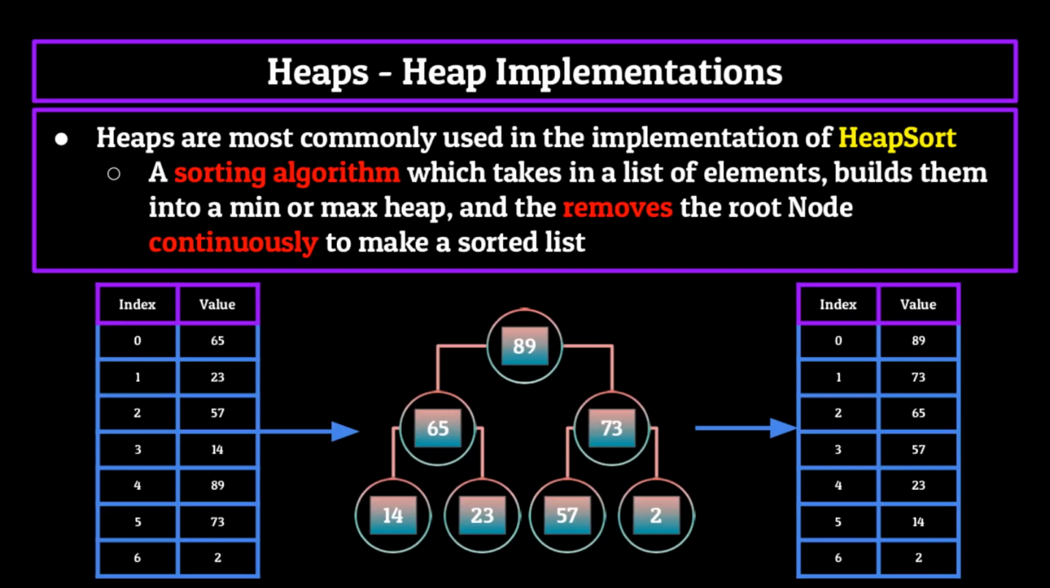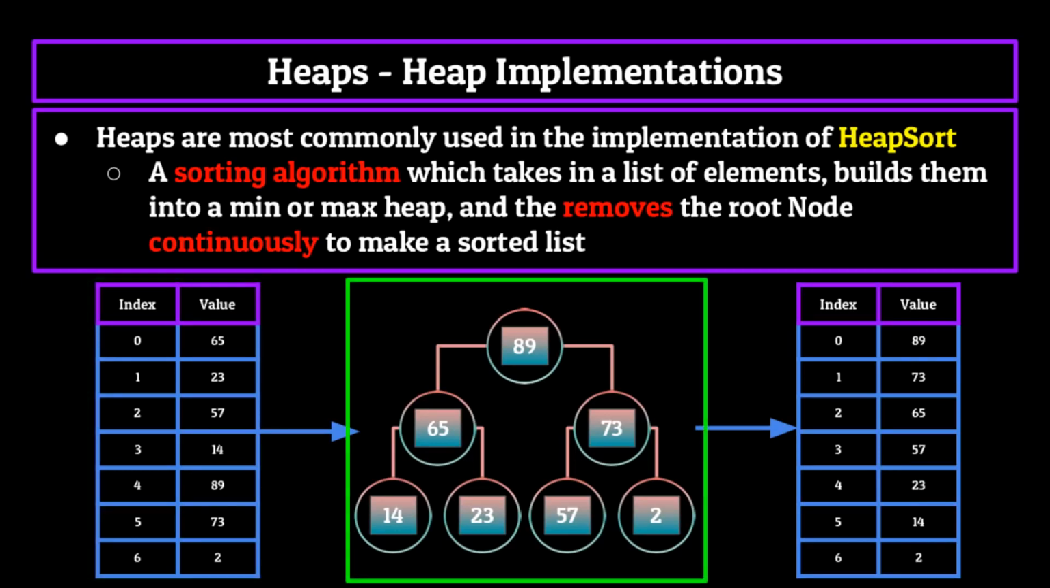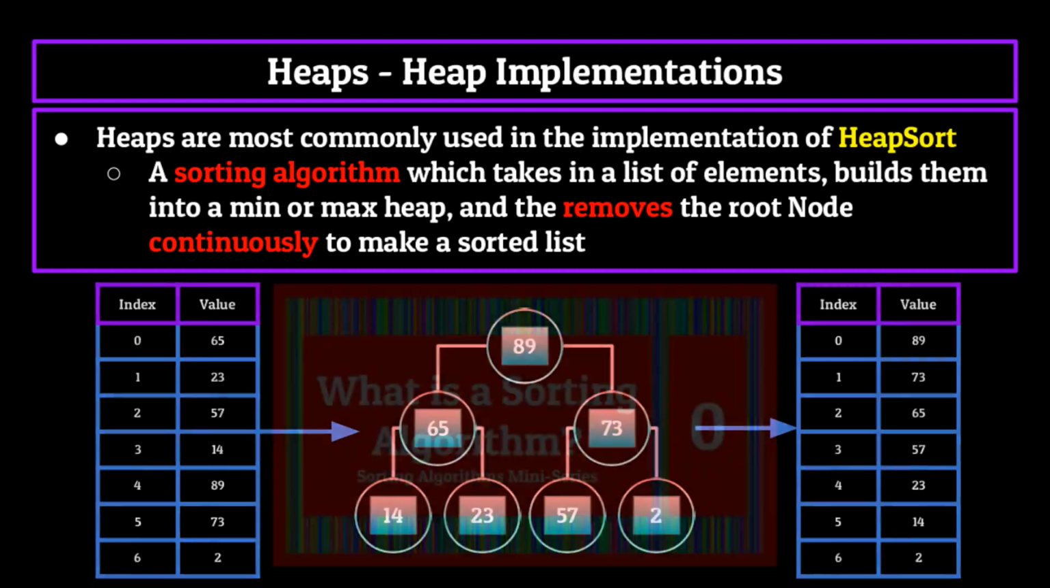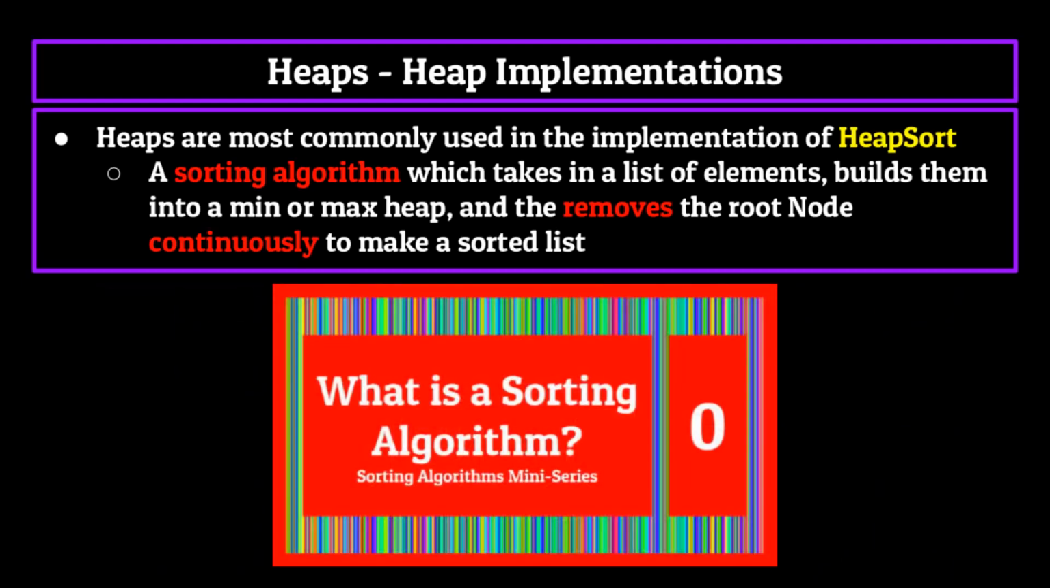On your screen, you'll see we have an unsorted list on the left. In the middle, we've inserted all of those integers, and in doing so, created a max heap. And then finally on the right, we have continuously removed those elements from the root node into a now sorted list. Heap sort is a really cool algorithm, and will be part of our upcoming series on sorting algorithms, which is kicking off very soon.